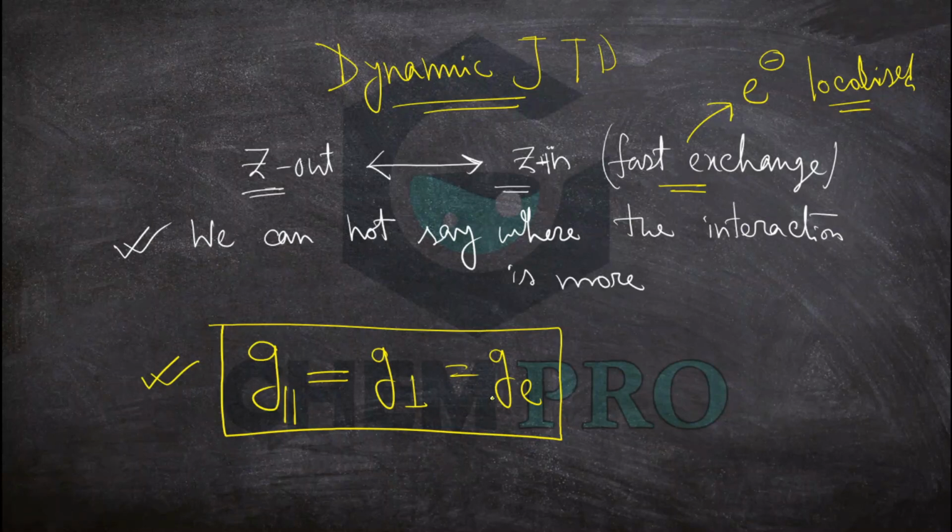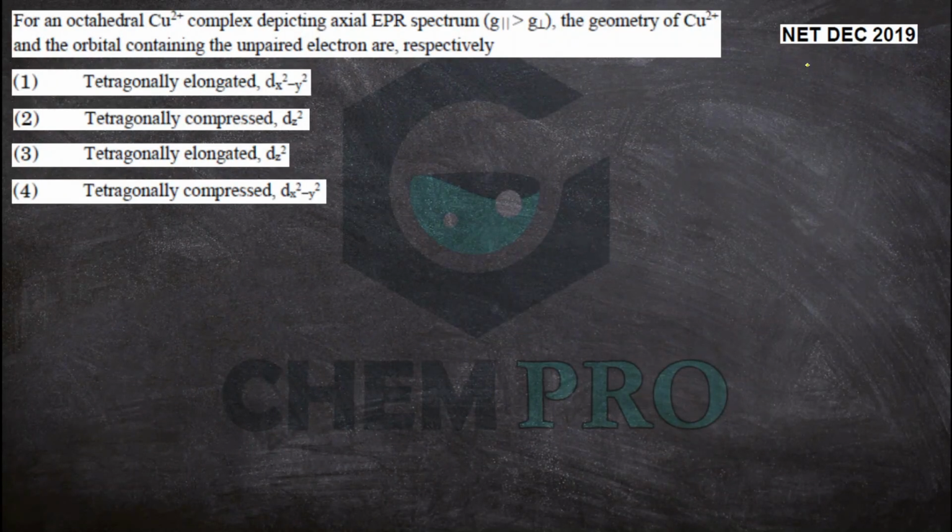Now here we have a question from NET December 2019. The question says that for an octahedral Cu complex, that is a d9 complex, depicting an axial EPR spectrum with G parallel greater than G perpendicular, what is the geometry of Cu and the orbital containing the unpaired electron? So the given is G parallel greater than G perpendicular.